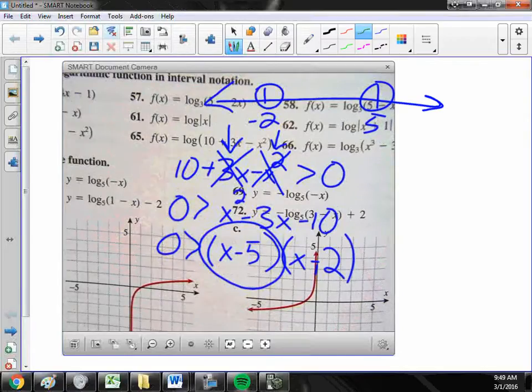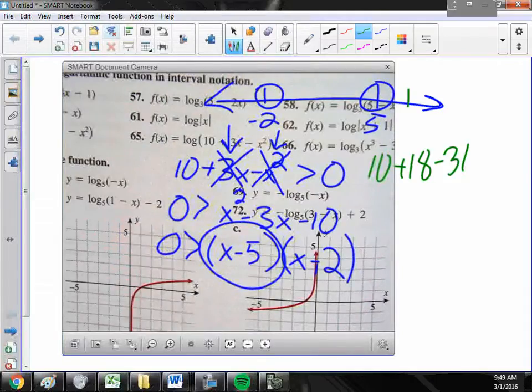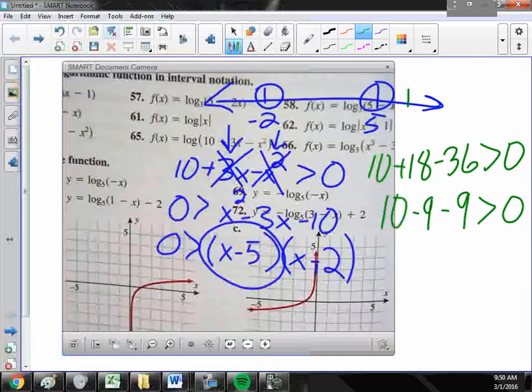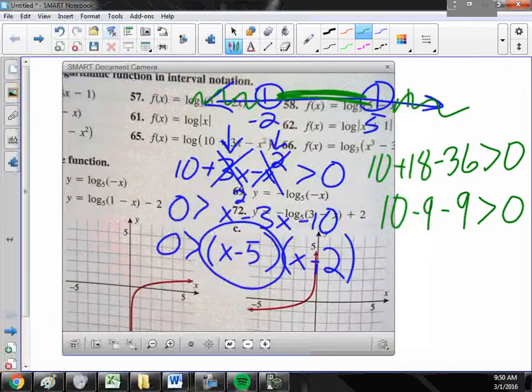So if that works, everything in between should work, and the outside stuff should not work. So if I put in 6, it shouldn't work. 10 plus 18 minus 36, is that bigger than 0? No. If I plugged in negative 3, 10 minus 9 minus 9, is that bigger than 0? No. So none of this stuff works, and none of this stuff works, so the answer is in the middle. So that would be from negative 2 to 5.